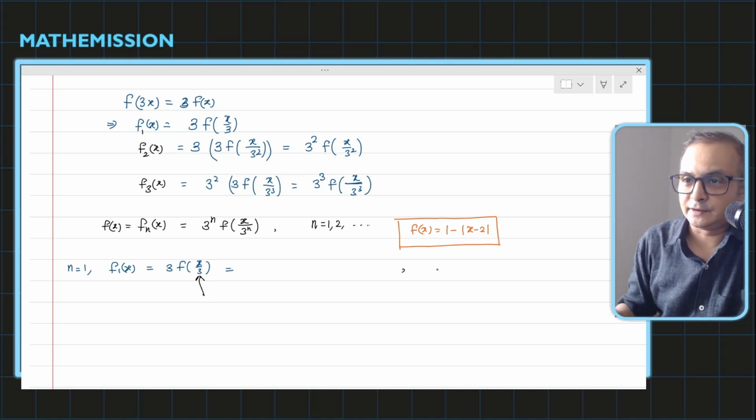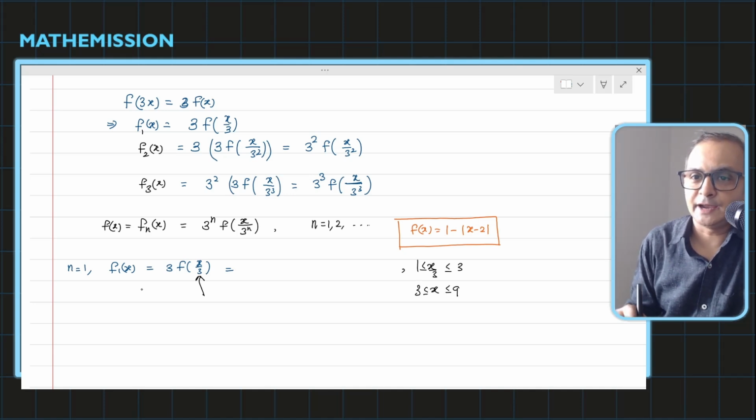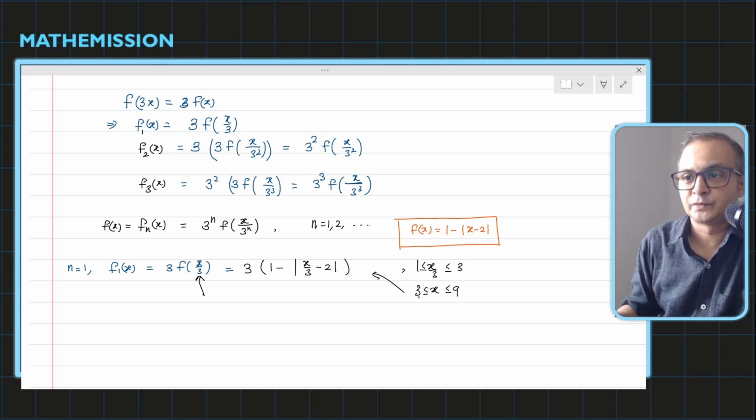So I will define here this thing as x by 3 lies from 1 to 3, and so x goes from 3 to 9. It means in the next iteration, that is f1, I will have thrice of f of x by 3, that means thrice of 1 minus, and in the place of x I am able to substitute now x by 3, but the condition I have to follow this thing. With this condition, 3 to 9, I have to define this function.